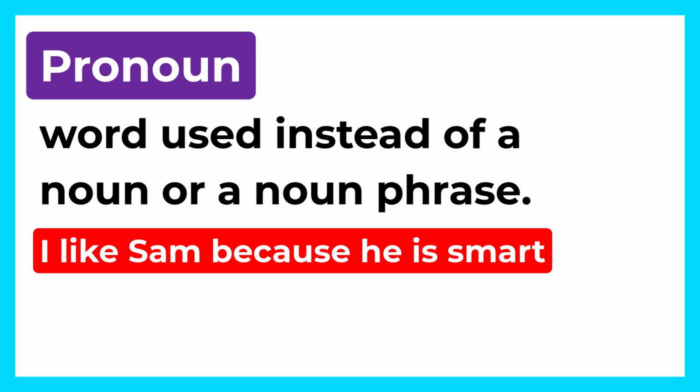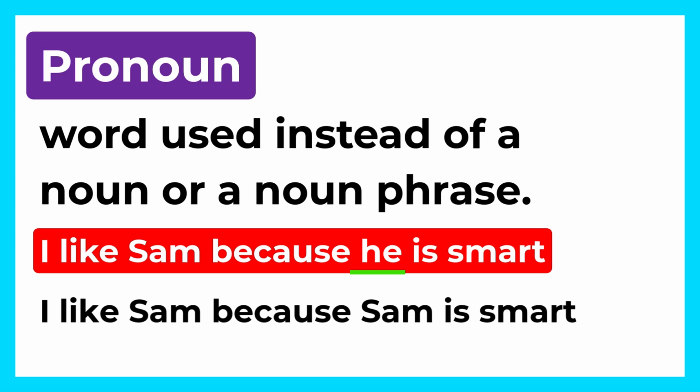For example, I like Sam because he is smart. The word he is a pronoun because it's used to replace the noun Sam. We could also write the sentence as I like Sam because Sam is smart, but we don't want the sentence to be repetitive. The sentence already mentioned Sam, therefore we can use a pronoun as we already know who the sentence is referring to.